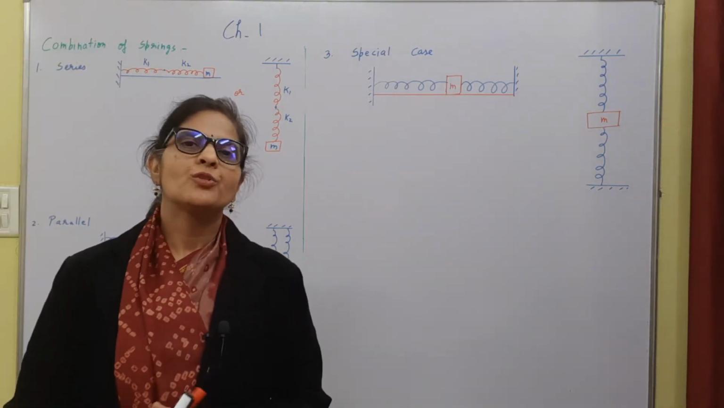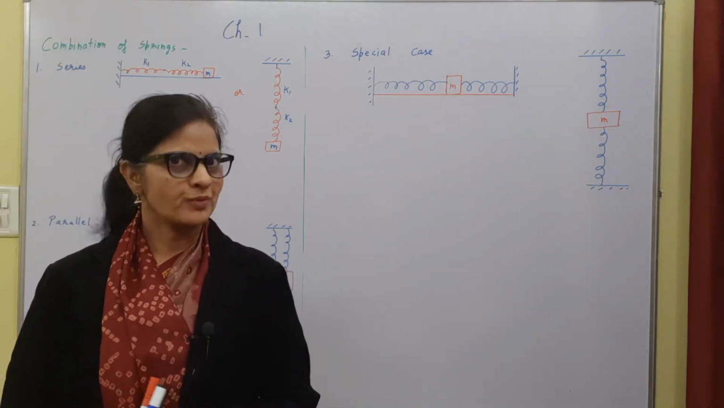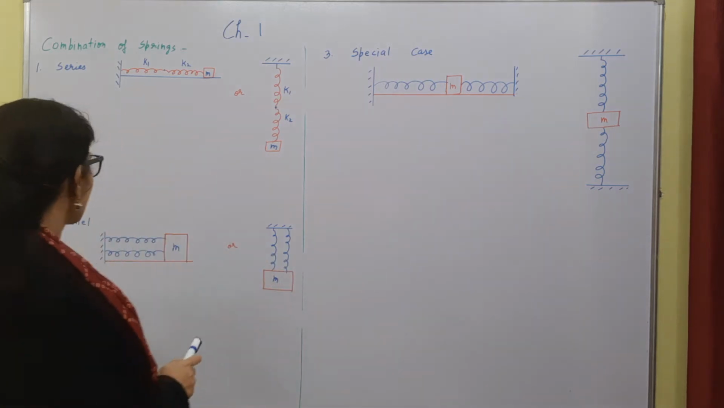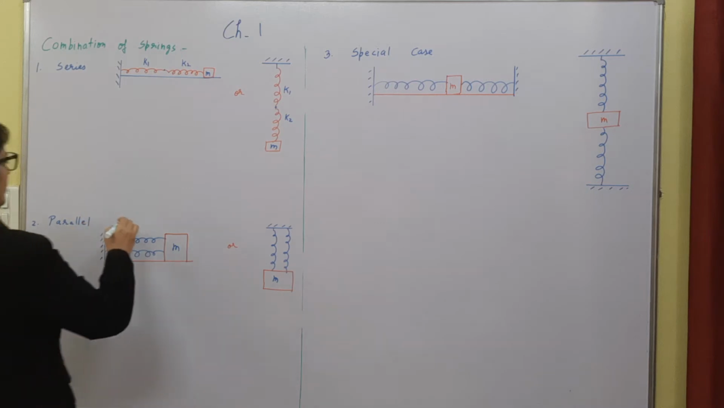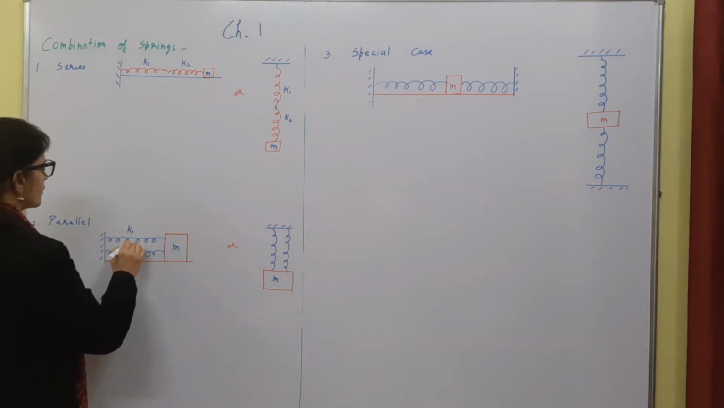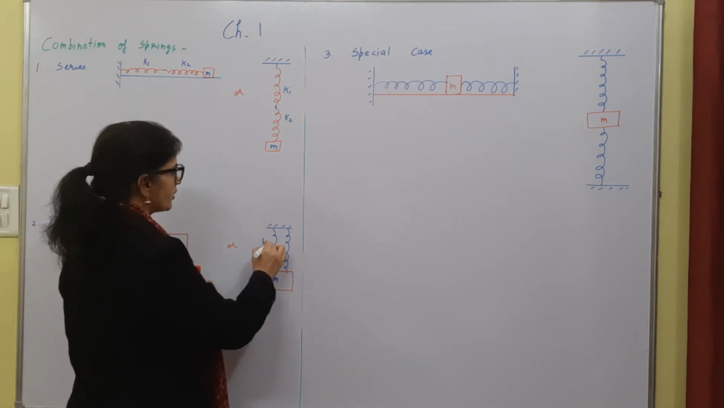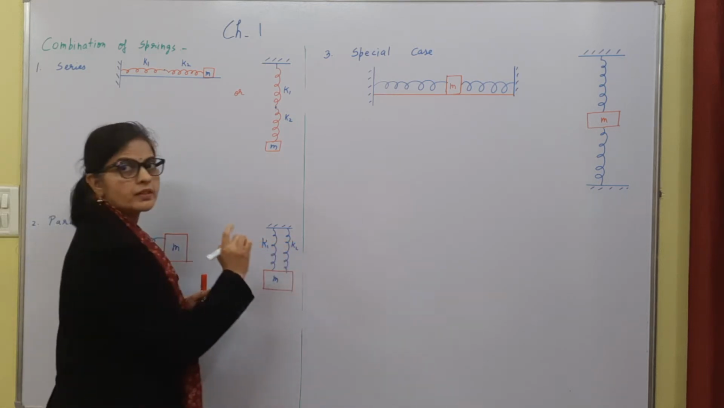Hello everyone. Today we will discuss the combination of springs. If two springs having different spring constants are arranged like this, then how can we find the spring constant for the combination? This is what we are going to discuss, right?